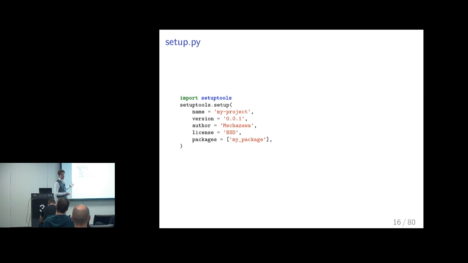We put down Mekazava as the author because he's our proxy and our avatar for this. We slap a BSD license on it because that's pretty convenient, and then we list our packages. In this case, we only have one package, but this will be all the modules you can import after the package is installed. And this is pretty straightforward. It reads easily, and if you have a pure Python project, this is pretty much all you need.